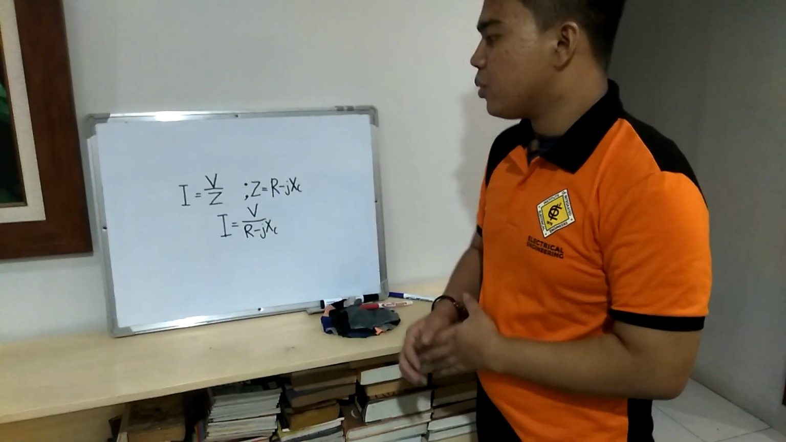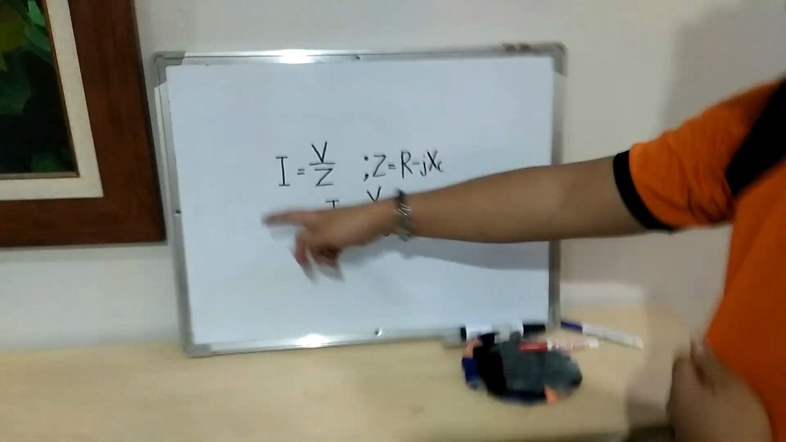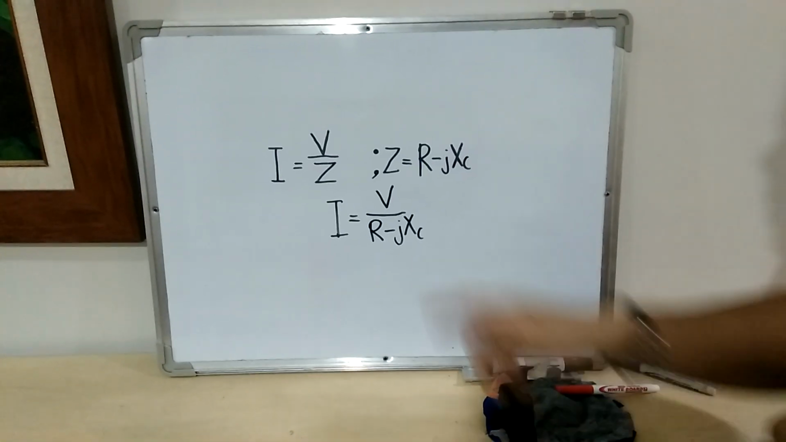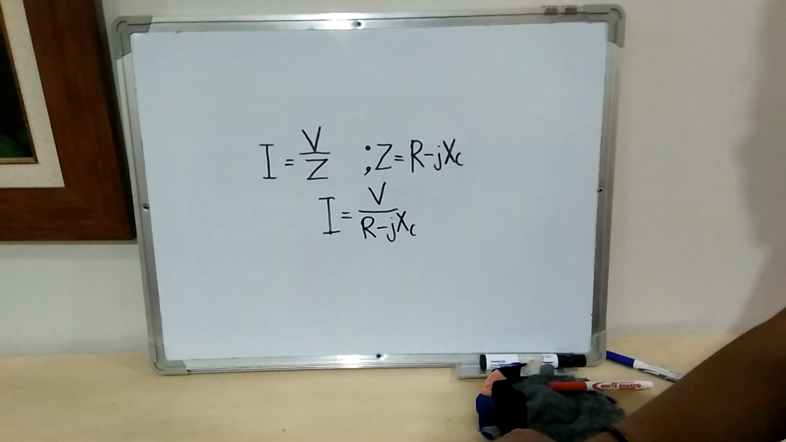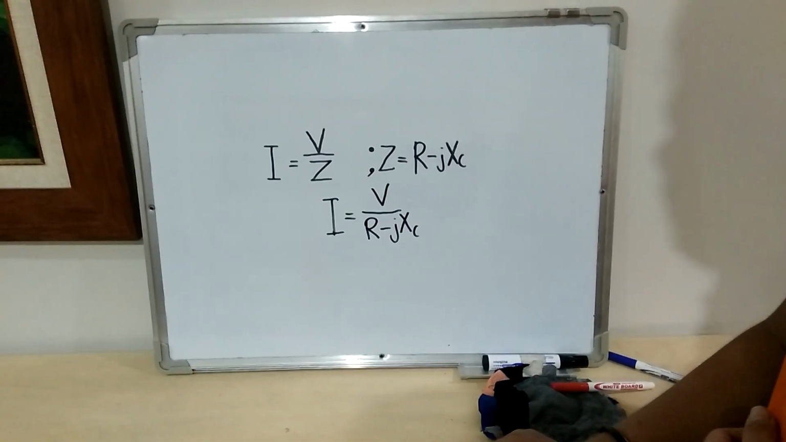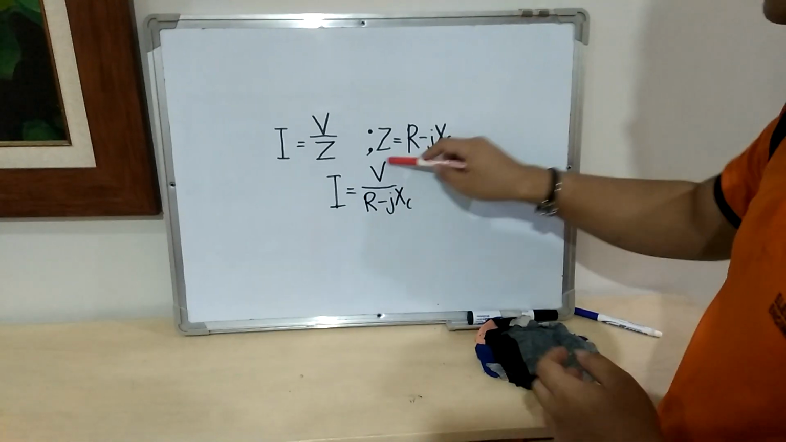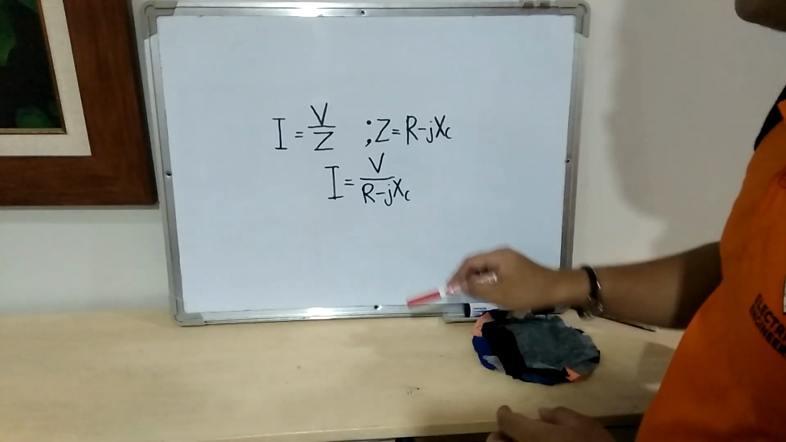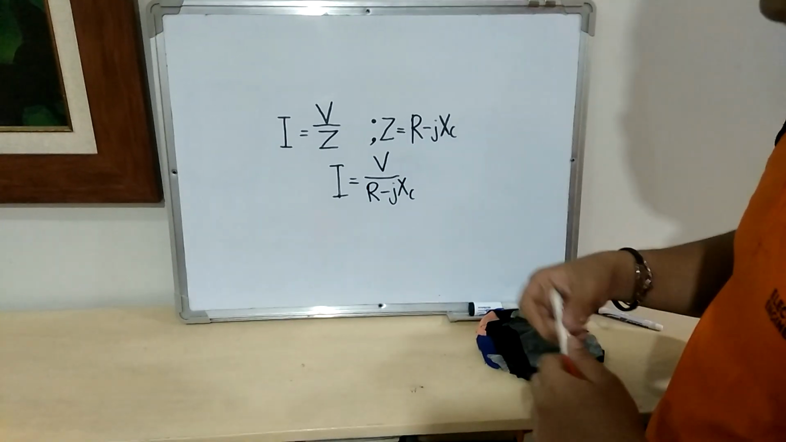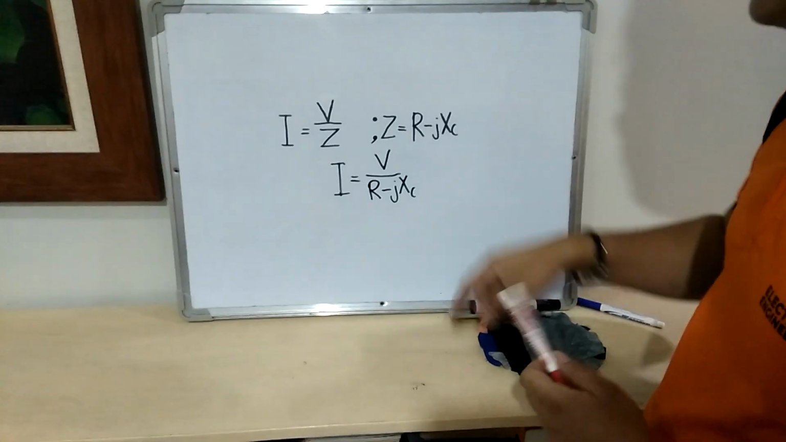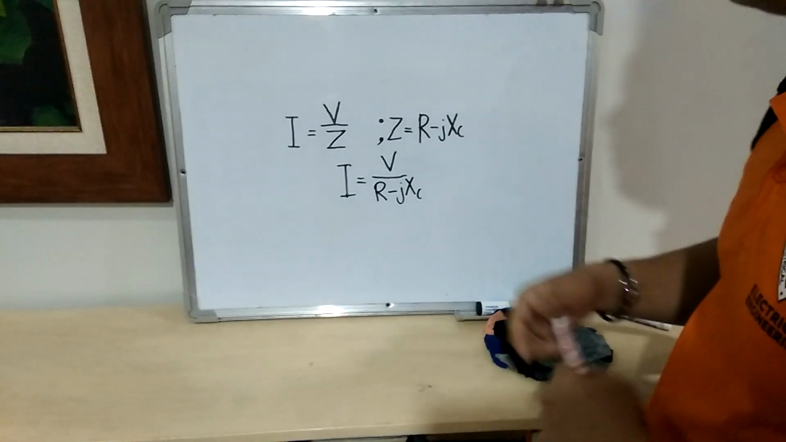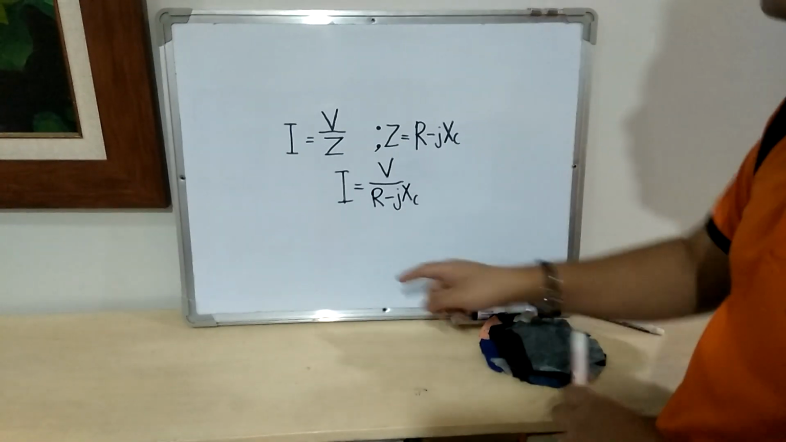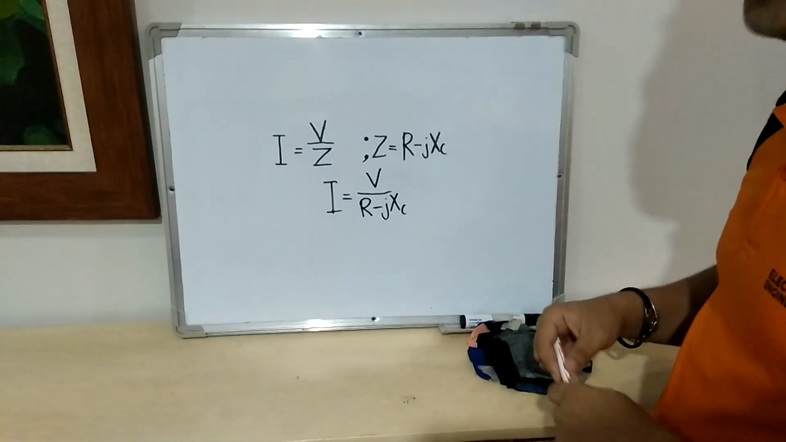This is because when we remember the formula for the current, Ohm's law, I equals V over Z, and for the impedance, Z is equal to R minus j X sub C. When we substitute the value of Z in Ohm's law, we get I is equal to V over R minus j X sub C. And when we transfer the Z at the bottom, the sign will become positive. In that way, we can conclude that the current leads the voltage by an angle.